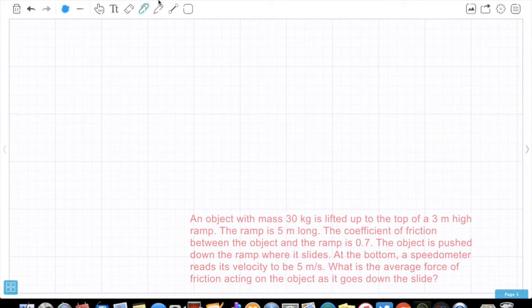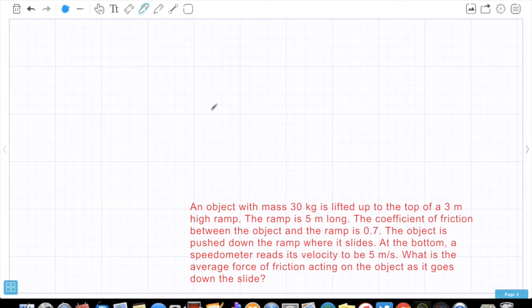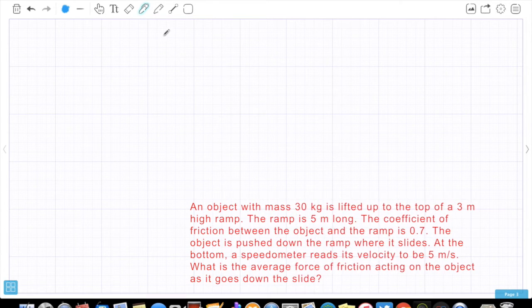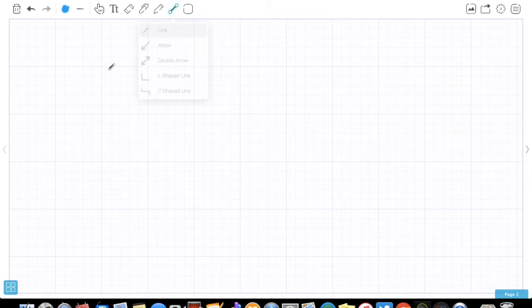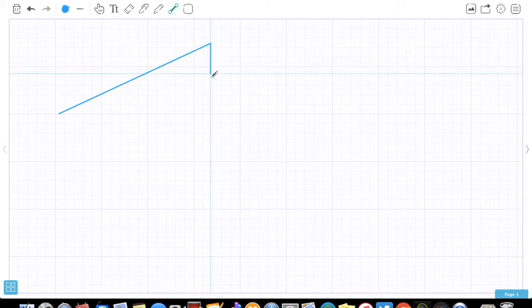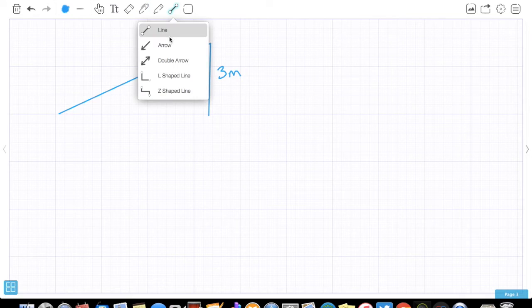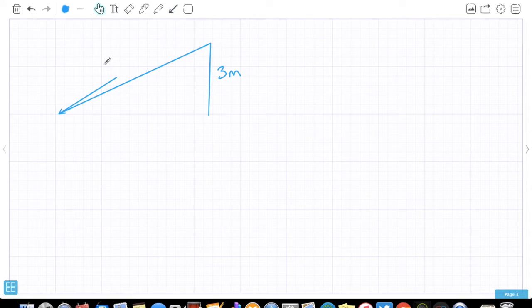Okay, with this question, it seems to be a force question, but in fact, it's purely a conservation of energy problem. So what we have here is a ramp, and the ramp is 3 meters high, and it is 5 meters long. So that's 5 meters.